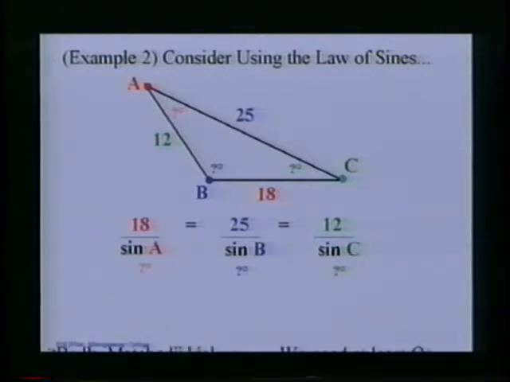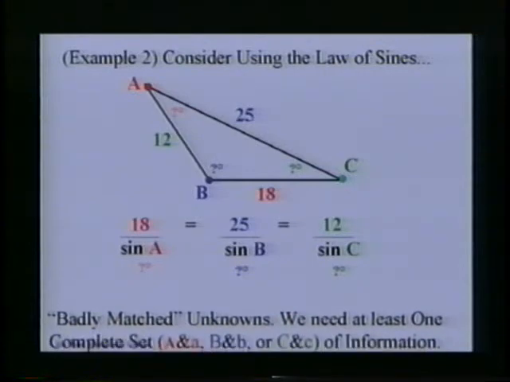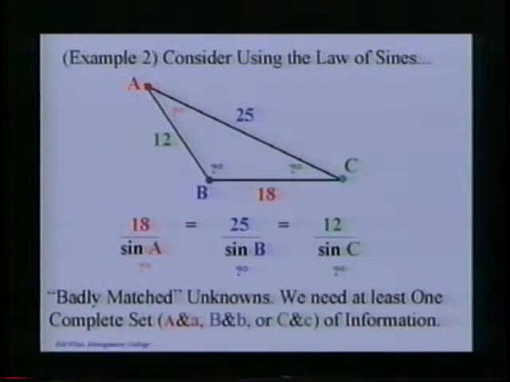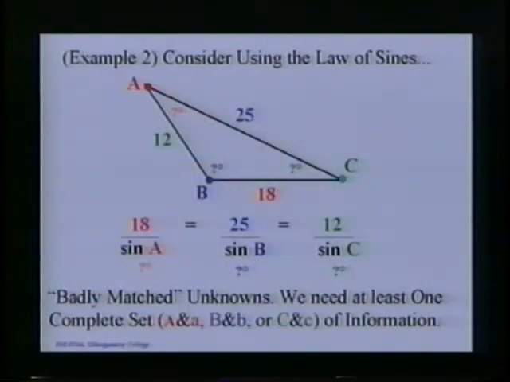In this instance, we don't have any matched unknowns. By matched, I mean a side and the angle opposite it. I only need one side and the angle opposite it, one match, but I don't have a match. In fact, we have a name for this situation. It's called SSS: side, side, side. As you can see, that's all you have. You don't have any angles. This is not going to be solvable by the law of sines because we don't have a match. There's another situation like this.